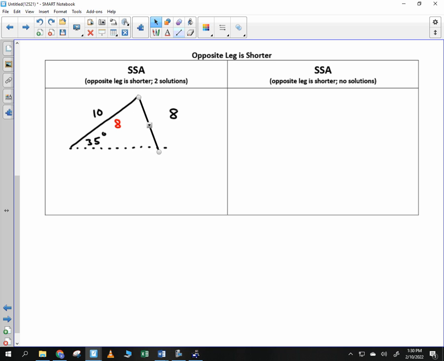Which one is it? Is it this one? Or is it this one? That's why you can't use side-side angle as a congruence theorem, because there are two solutions. You're not going to understand everything from these first 4 minutes, but I want to give you some depth of understanding of why this works out the way it does.